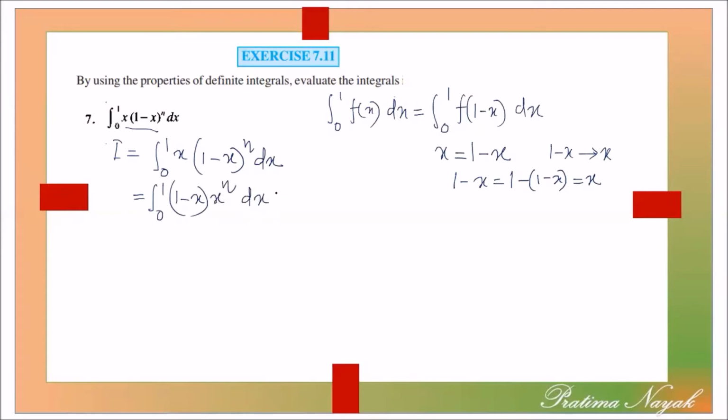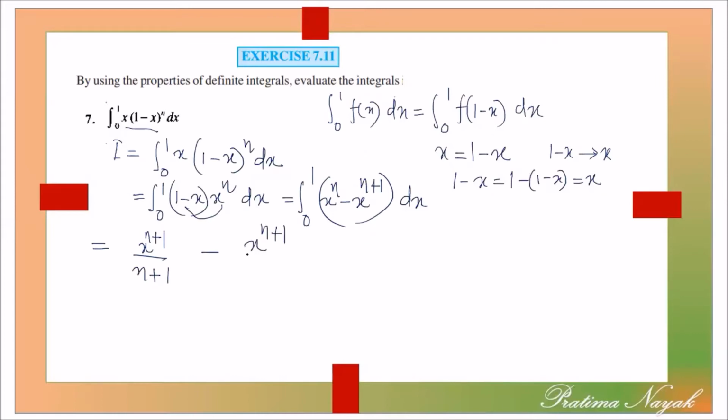Now you can realize that the integration is easy. How? I'll multiply. One term will be x to the power n, the other will be x to the power n plus 1 after the multiplication, and each is easy to integrate. So the first one will be x to the power n plus 1 by n plus 1, and the second one will be x to the power n plus 2 by n plus 2, and each has the limit 0 to 1. I can use them separately.